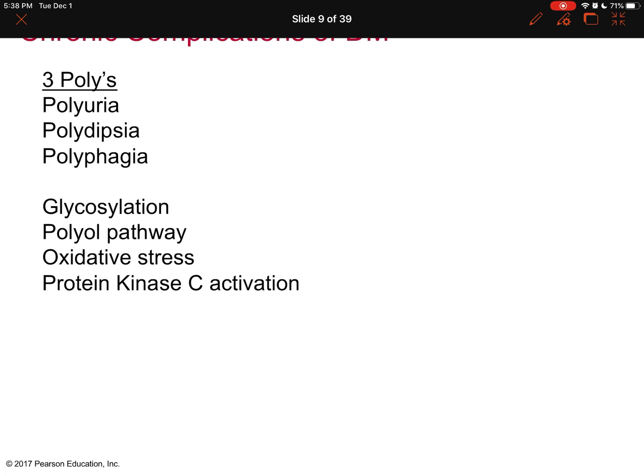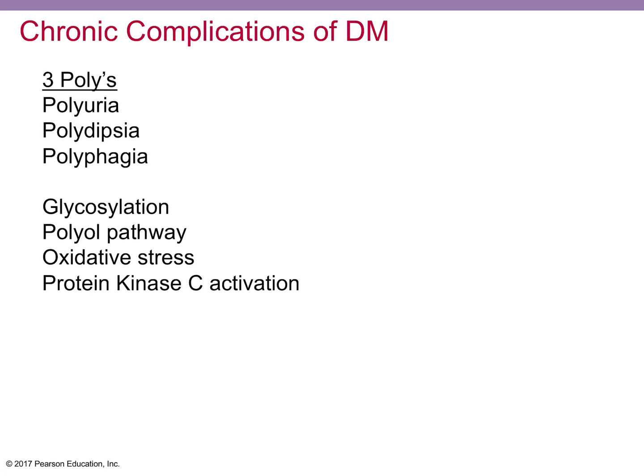All right, so part 2, we're going to talk about the chronic conditions dealing with diabetes mellitus. So we're starting with the 3 polys, the 3 Ps of diabetes, which is polyuria, polydipsia, and polyphagia.